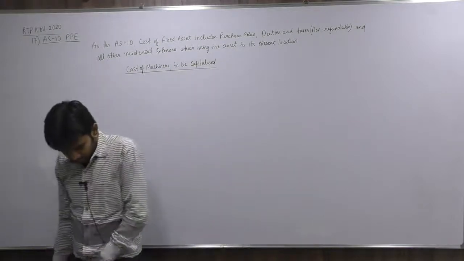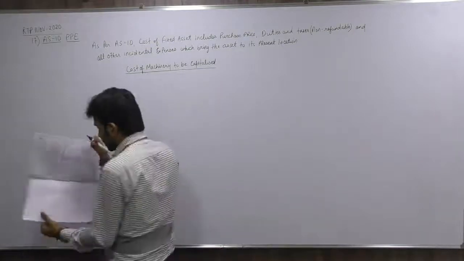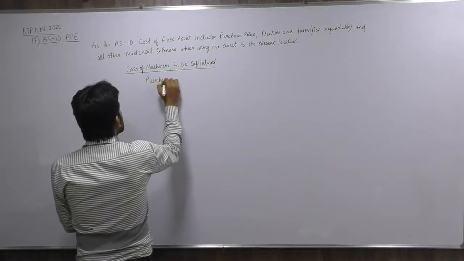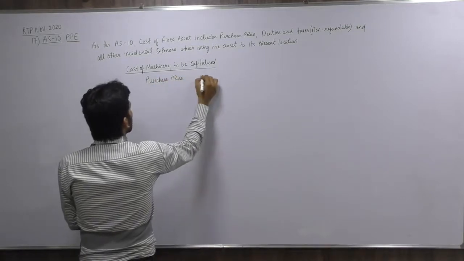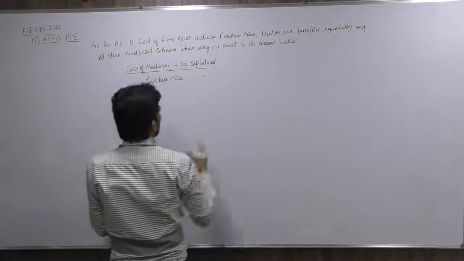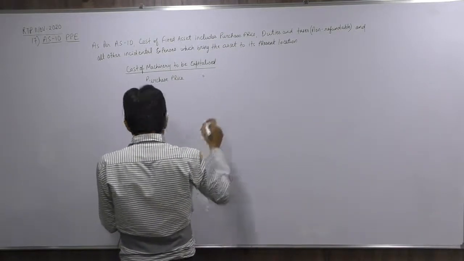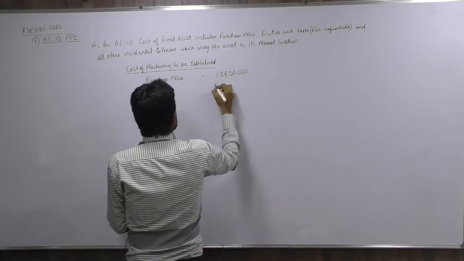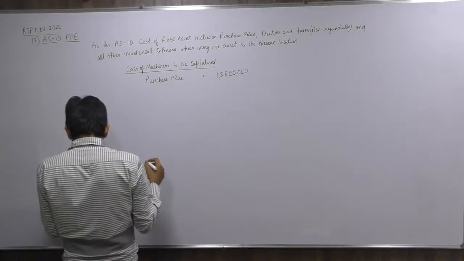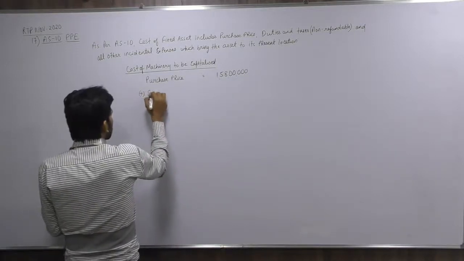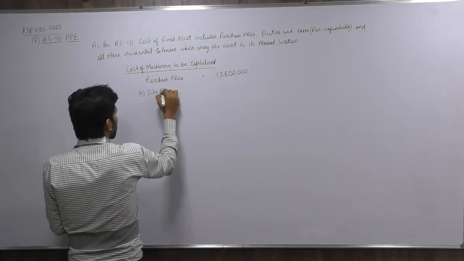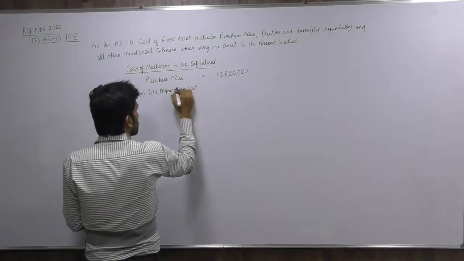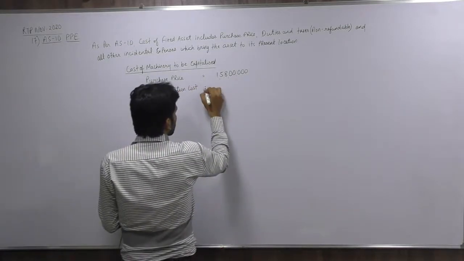Let's start. First of all, purchase price. Let me write. If you look at the RTP solution, they have not written this provision. They have directly solved it. So please write the provision. 1,58 lakh. Then add site preparation cost, 1,40,000.